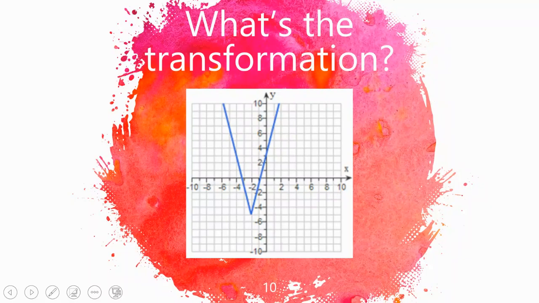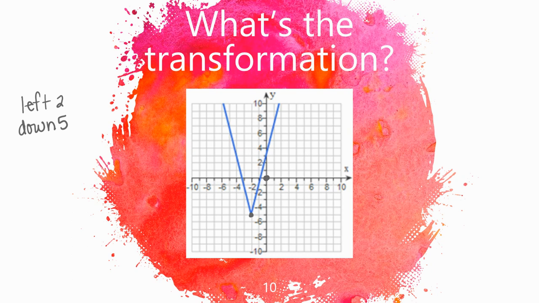So looking at this one, the question is, what's the transformation? Well, let's start with the vertex, okay? Because the parent graph would be up here at 0, 0. So how has the vertex moved? Well, it's moved left 2. So that's the first one. Left by 2. And then it's moved down 1, 2, 3, 4, 5. So down 5.